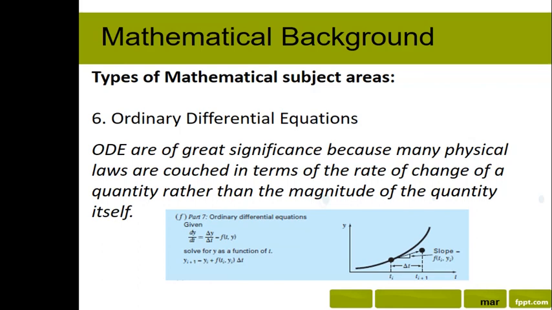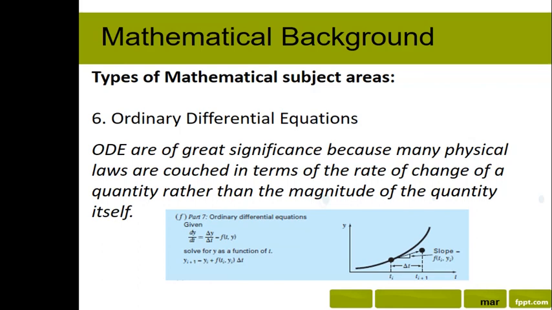They are of great significance because many physical laws are couched in terms of the rate of change of a quantity rather than the magnitude of the quantity itself. So, given the rate of change of y with respect to t, so given the functions of t and y, you have to solve for y as a function of t, something like that. Or the acceleration of a falling body, so rate of change of velocity with respect to time. It has two types of problems which are addressed. One is the initial value and boundary value problems.